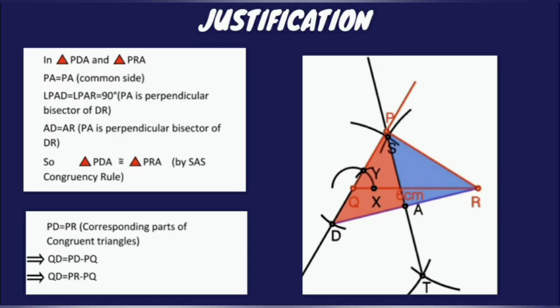Now let us see the justification for the construction that we have done. We have drawn QD which is equal to PR minus PQ, that is 2 centimeter. And the second thing that we have done is we have drawn the perpendicular bisector of DR. So when we have drawn the perpendicular bisector of DR, we have two triangles, triangle PDA and triangle PRA, which are respectively congruent to each other.